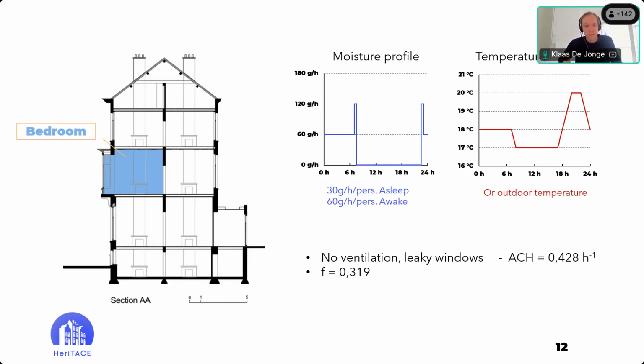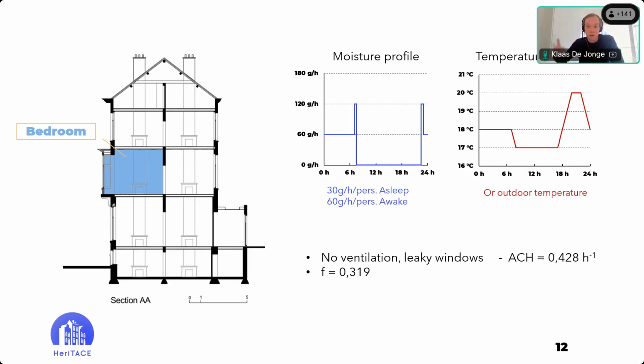Of course, we need other inputs. So let's start with the most typical situation for that room in the house, which is a bedroom. I'm assuming here a two-person bedroom. So they're asleep, but then there are two more active moments with more moisture production related to that. And then she defined the temperature profile.